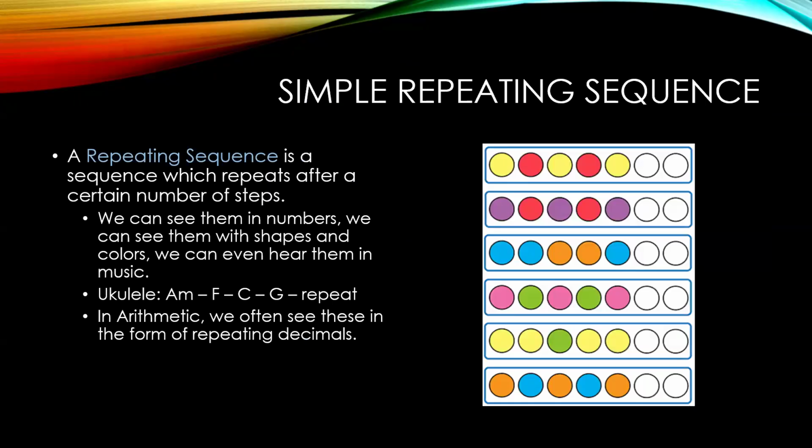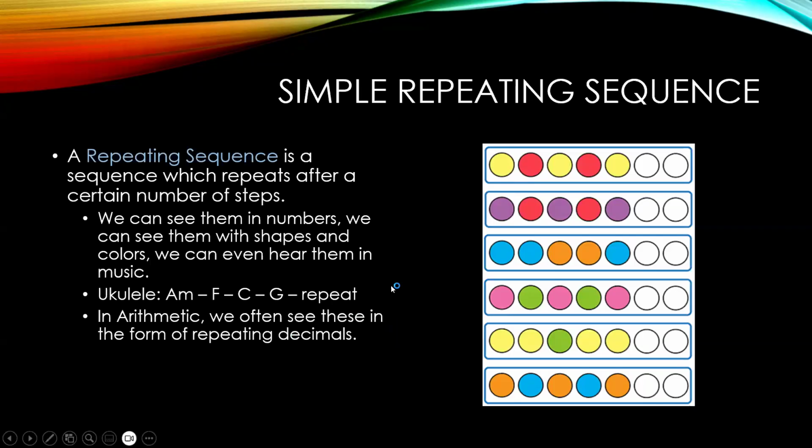On our journey for patterns, we're going to start with simple repeating sequences. And so a repeating sequence is a sequence which repeats after a certain number of steps. We can see them in numbers. We can see them in shapes. Here I have them with the different colors. If you are dealing with music, every time you are hitting A minor, F, C, and G, and then repeating, that's a repeating sequence. And you can just keep that going for as long as you want.